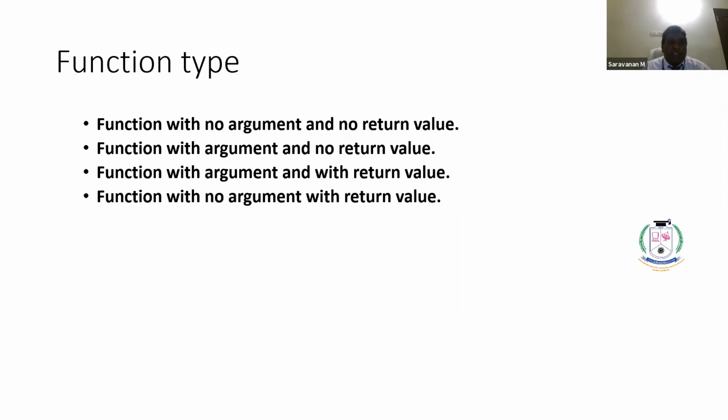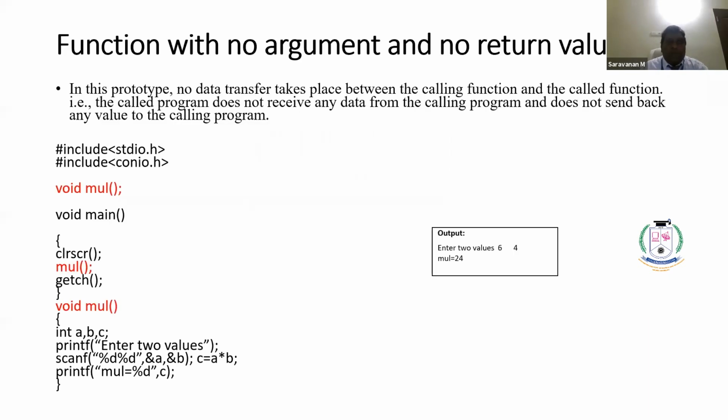There are four types of functions: function with no arguments and no return value, function with arguments and no return value, function with arguments and with return value, and function with no arguments and with return value. So a function with no argument and no return value is where you call the function and you don't have any variables. I'm not going to pass any parameter outside the function, but it is going to print itself. It is not going to return any values to me, and from here also I'm not passing any values. So it's purely a function call.